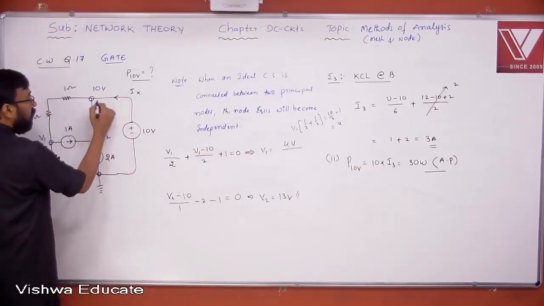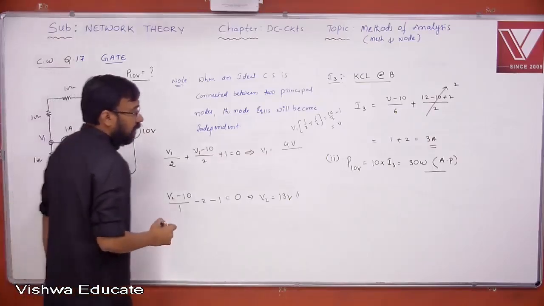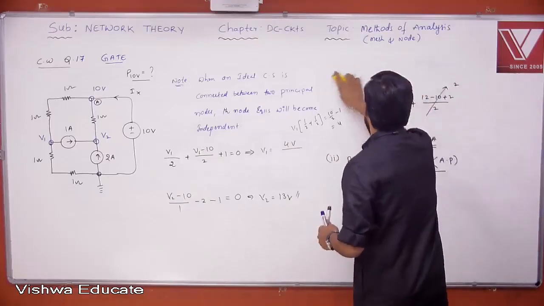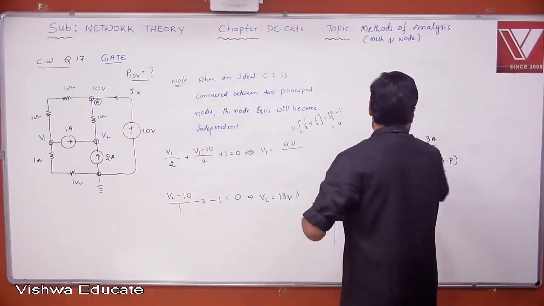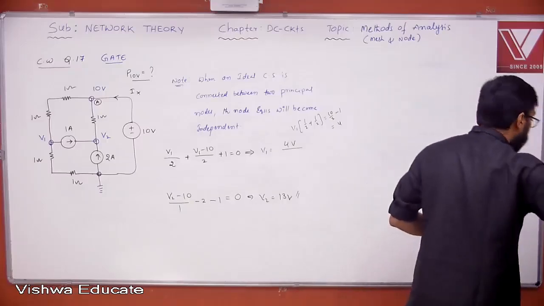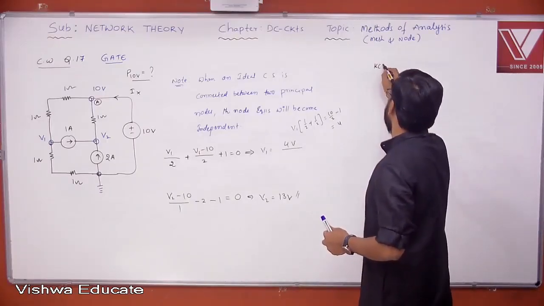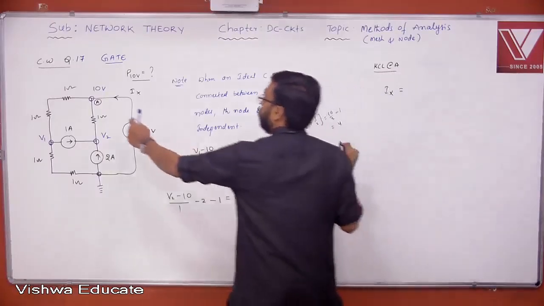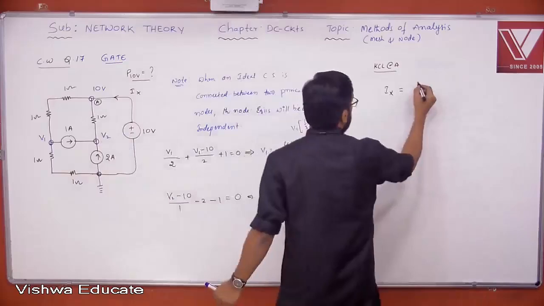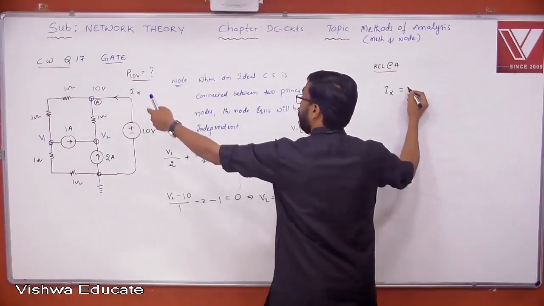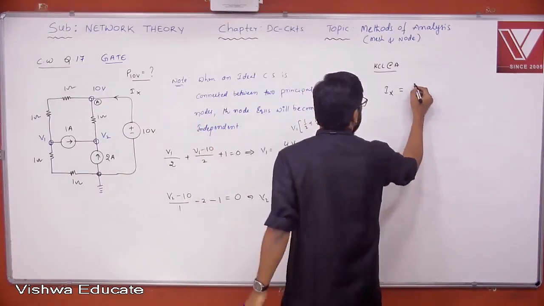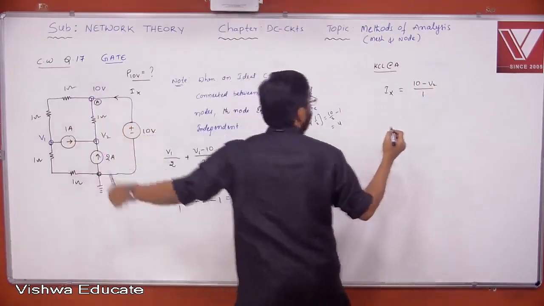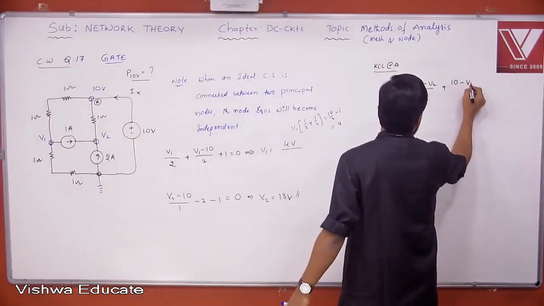And because there is no resistor, let me apply Kirchhoff's current law here. KCL at node A. So if you apply KCL at node A, what do you get? Ix is leaving. Sorry, Ix is entering, but 10 minus V2 by 1 is leaving. 10 minus V1 by 2 is also leaving.